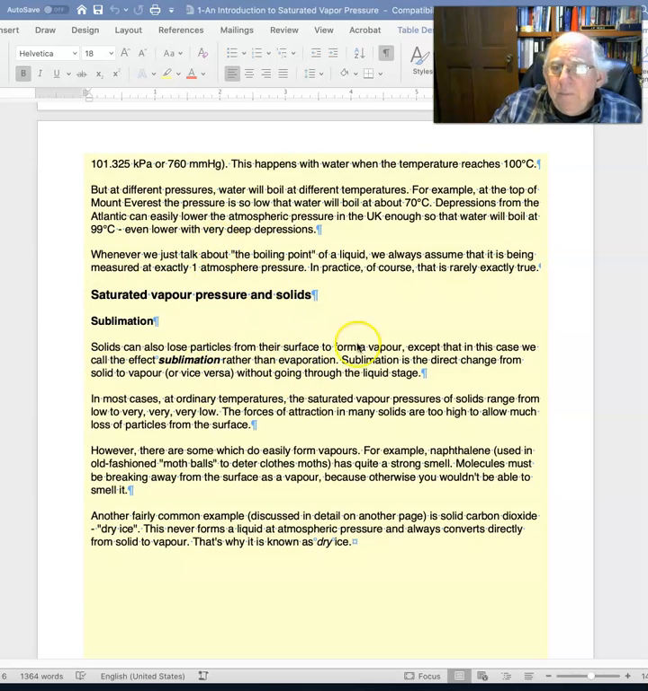The same thing can be said for saturation vapor pressures with solids. But for right now, we're really only interested in boiling and condensation that occurs as a substance goes from the liquid to the vapor condition.